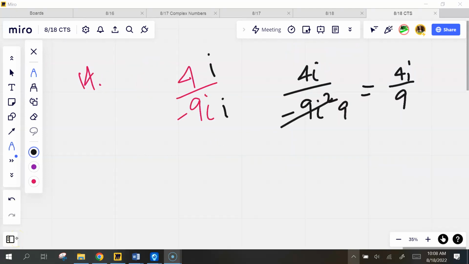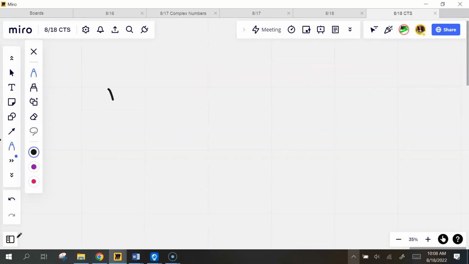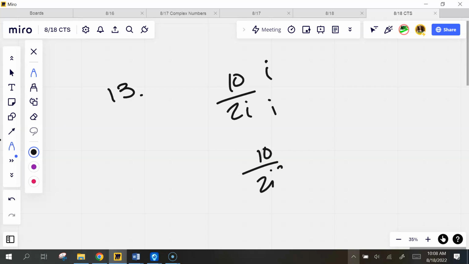Record that one, that's number 14. Dozier is being super Aggie and wants number 13 as well. 10 over 2i. I top and bottom, 10i over 2i squared, which is 10 over negative 2 and i over negative 2, which is negative 5i.